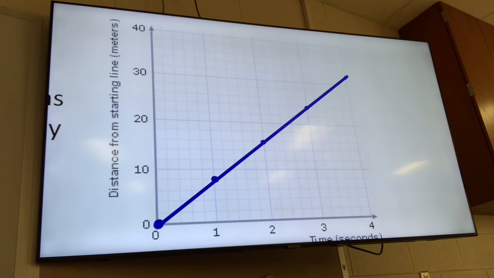Okay? The cat gets a 10-meter lead. So where's the cat going to start? If the dog's at 0, the cat's going to start at 10. But the cat can only run 6 meters per second. So the cat's going a little bit slower. So up 6 over 1.